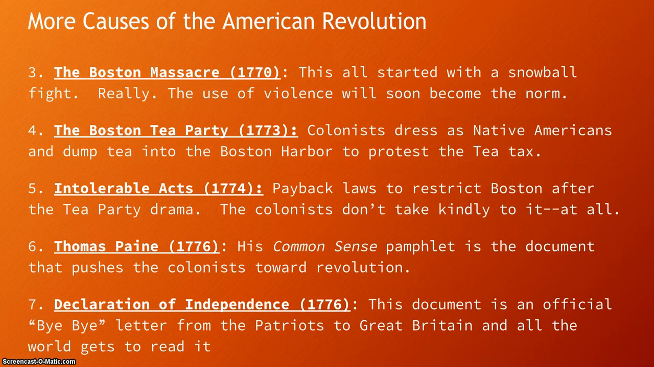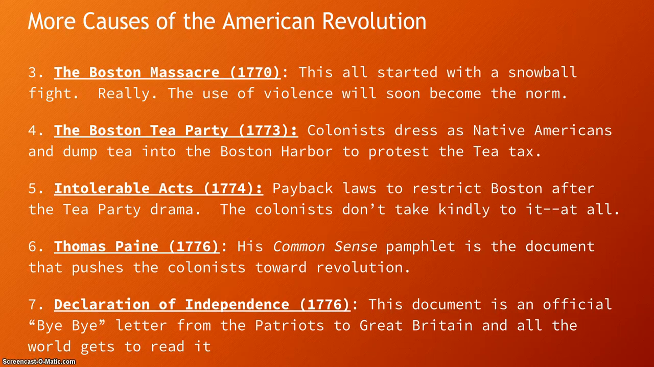So, listen, I am not going to explain each of these. They're fairly self-explanatory. What I want you to note, and I put the years there, is the escalation of events as we roll closer and closer towards the American Revolution. In 1770, we have the Boston Massacre. I want to put massacre in quote marks because it technically wasn't a massacre.